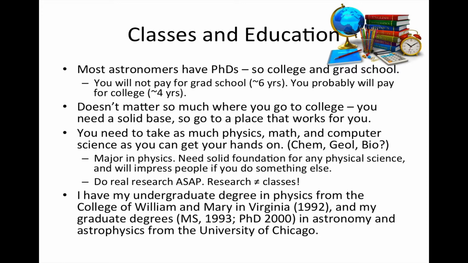If you want urban, rural, big, small, liberal arts, technical, you figure something that works for you, that you're going to be supported in a way that works for you, that you can be able to learn, because you need to learn a lot in college. You need to take as much physics, math, and computer science as you can possibly get your hands on to be an astronomer or a physicist. Depending on what kind of astronomer you want to be, you need to take chemistry and geology and biology as well, especially if you want to look for life.